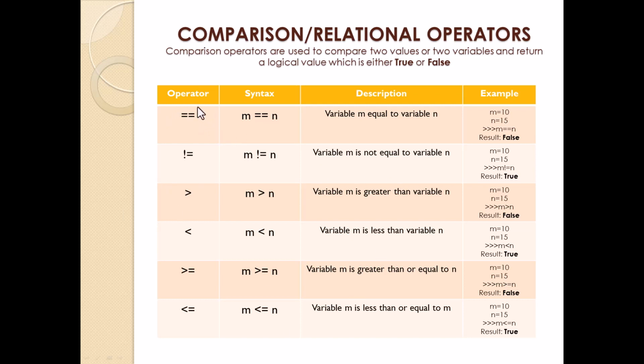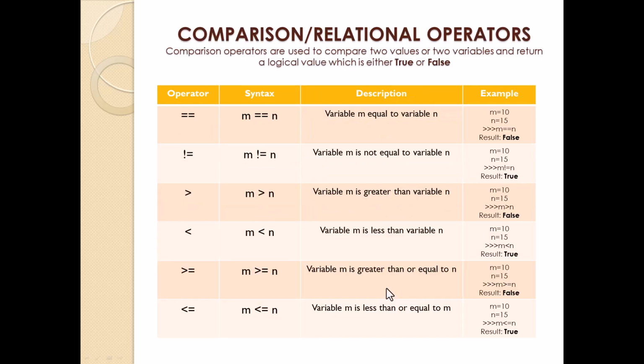This is the equals, the actual equal sign that we are dealing with. This sign shows that it is not equal. In other words, variable m is equal to variable n. But when you see this exclamation mark with the equal sign, it shows that m is not equal to the variable n. Then the greater than sign is m is greater than n, m is less than n, m is greater than or equal to n, and m is less than or equal to n.